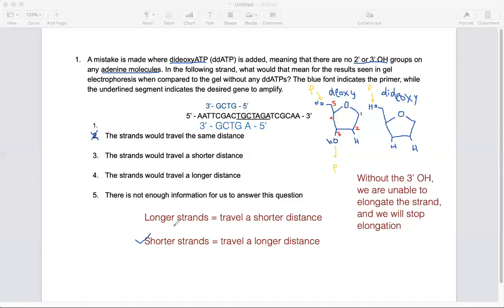Think of kicking a soccer ball versus a tennis ball, right? If you're kicking a soccer ball with an X amount of force, it'll go a certain distance, but the tennis ball is so much smaller, right? And so it'll travel a lot further. And so we know that it's not going to travel a shorter distance because it's a smaller strand. And we figured out that since it's a shorter strand, it's going to travel a longer distance, and so that would be our best answer choice.